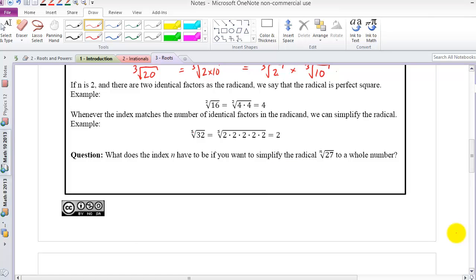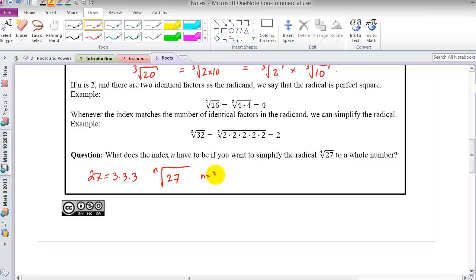So the next question I ask here is, what does the index n have to be if you want to simplify the radical n root of 27 to a whole number? Well, 27, if we factor that, that's equal to 3 times 3 times 3. So if we want to simplify this to a whole number, we need n to be equal to 3, because the cube root of 3 times 3 times 3 is equal to 3.